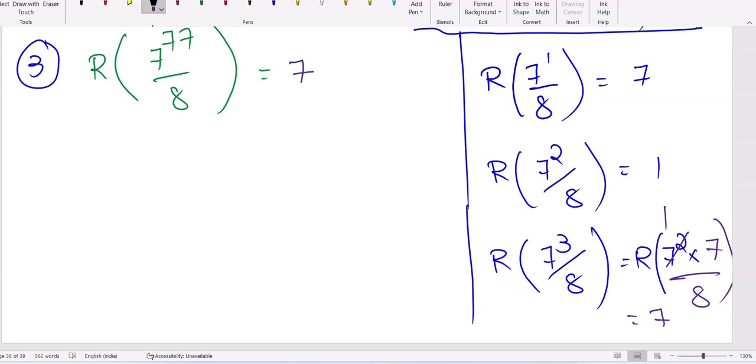How, sir? That's what I said. When the power is an odd number, this is an odd number, the answer is 7. Here, odd number, the answer is 7. For even numbers, this is an even number.